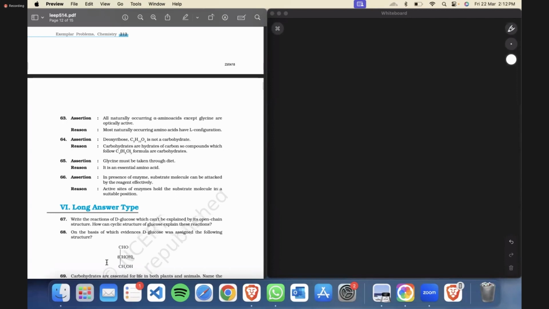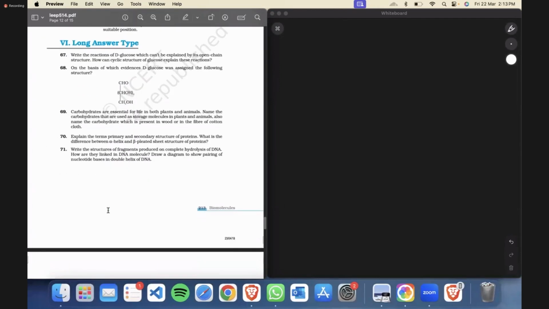Now question number 66. In presence of enzyme, substrate molecules can be attacked by the reagent effectively. Active sites of enzymes hold the substrate molecule in a suitable position. In presence of enzyme, substrate molecules can be attacked by the reagent effectively because the active sites of the enzyme hold the substrate molecule in a suitable position. So assertion and reason both are correct over here.